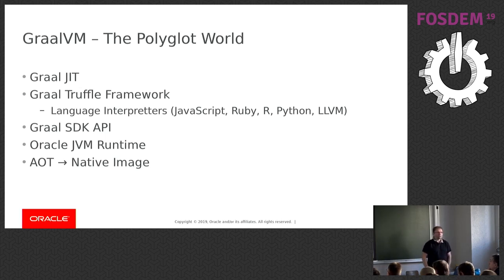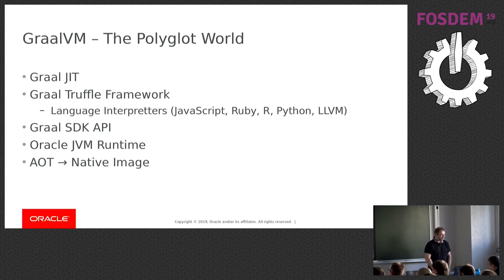The next component of GraalVM is the SDK API. It's for embedders. If you would like to embed GraalVM into your existing application, you would use the SDK API that will allow you to work with GraalVM and run guest code on it, and so on. Then it contains the Oracle JVM runtime, which adds Java libraries and the garbage collector and things like that.